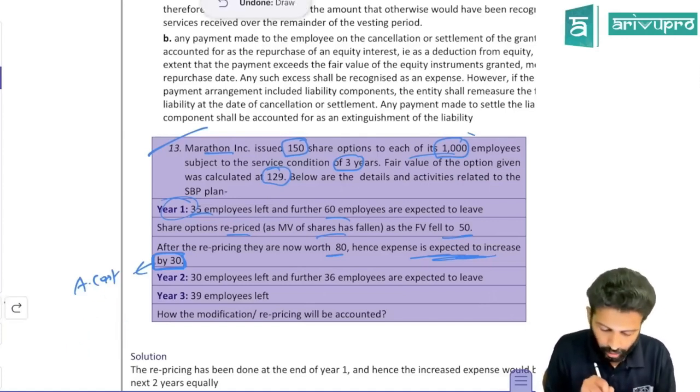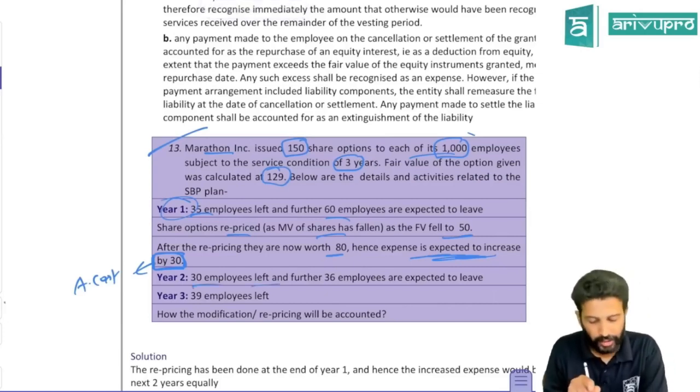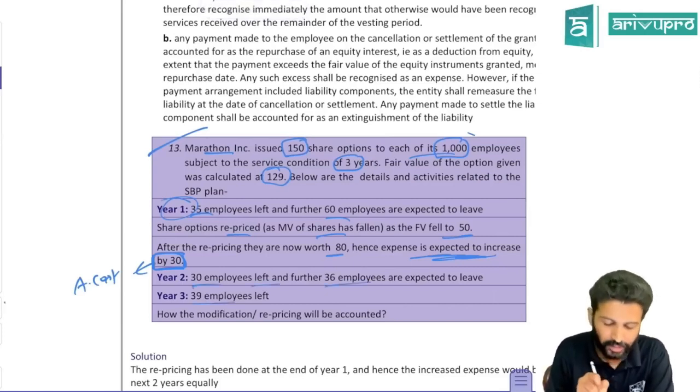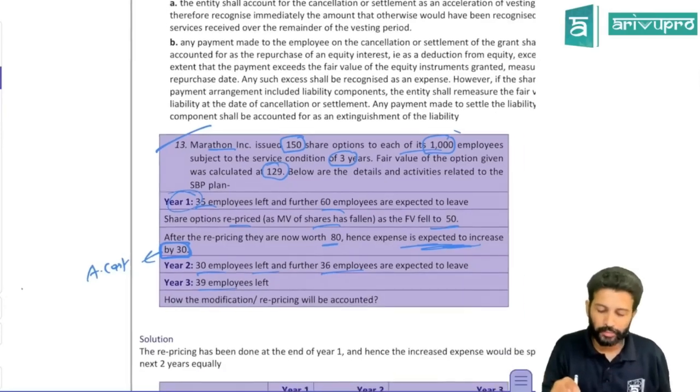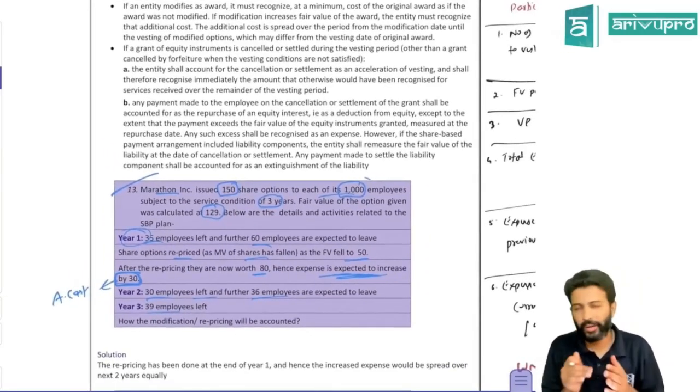Year 2, 30 employees left, and a further 36 employees are expected to leave. In year 3, 39 employees left. So how will the modification and repricing be accounted? Sir, I already told you.